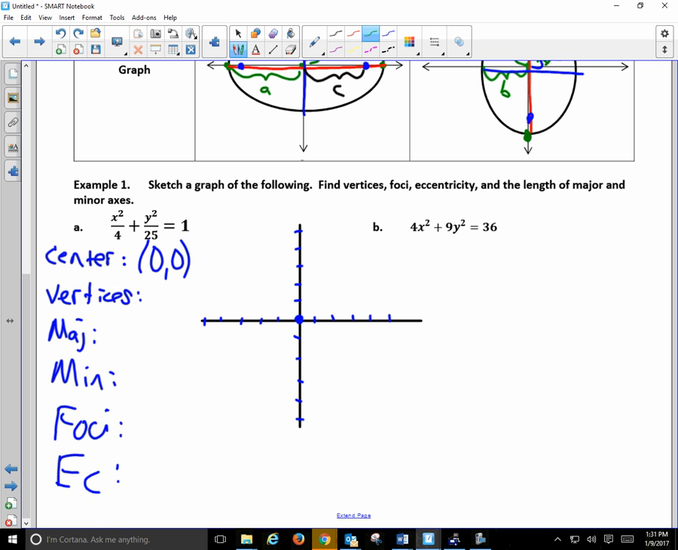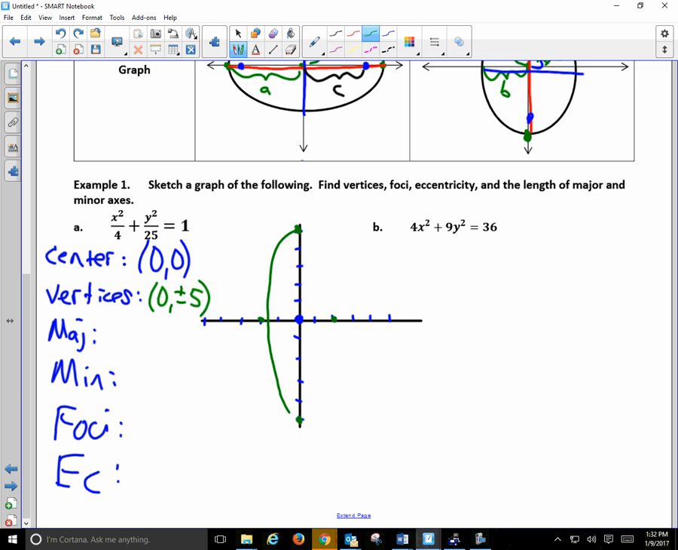Way to go. All right, so vertices. I'm going to move 5 units in each direction. So you can either write them as 2 separate points, or you can write 0 plus or minus 5. So that'll be 0, 5, and 0, negative 5, if you want to write it like that. That's fine. It's up to you. Your choice. America, free country. How many units do I go in the x direction? 2, because of the 4.